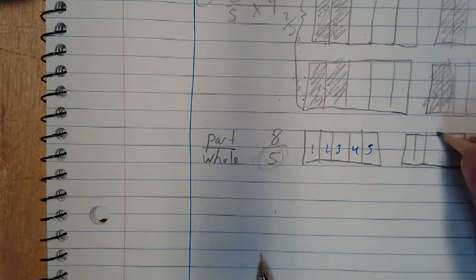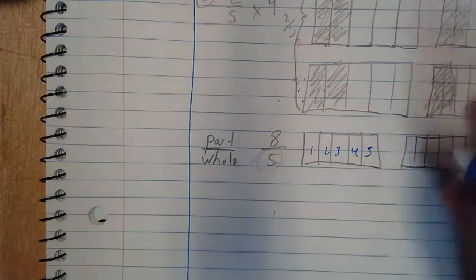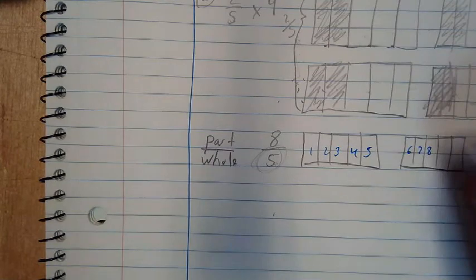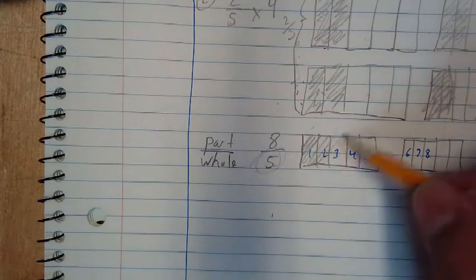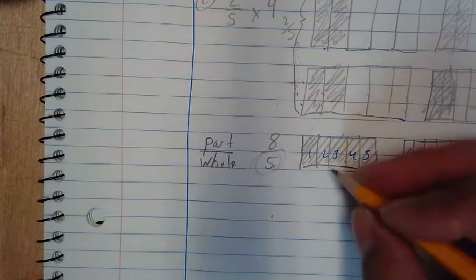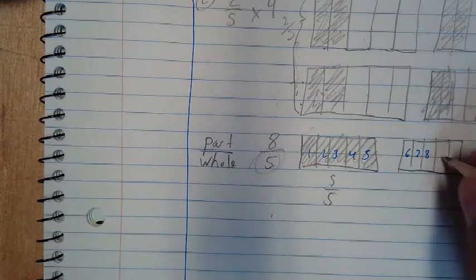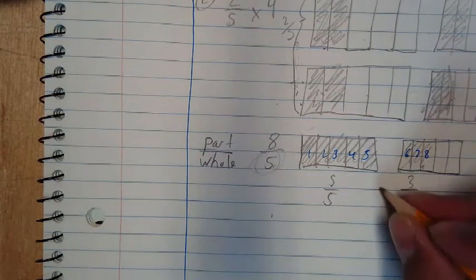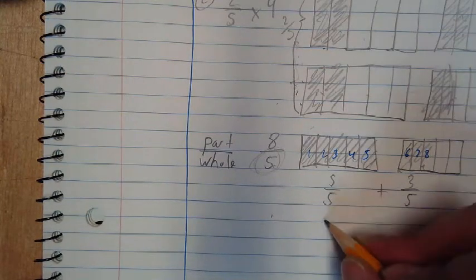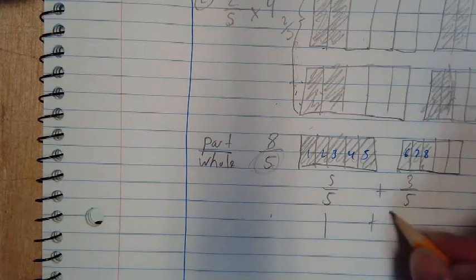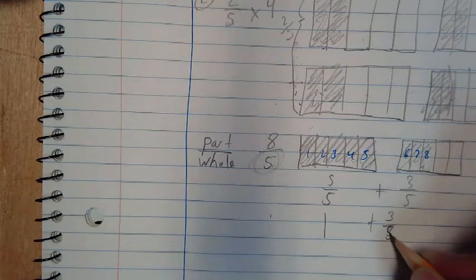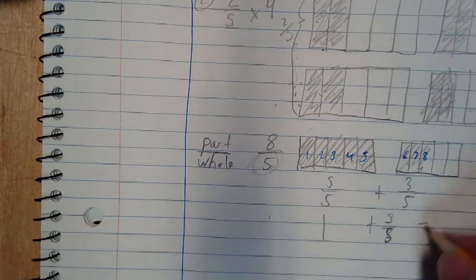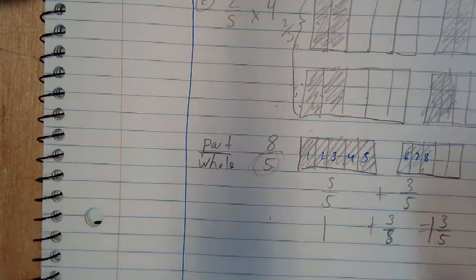1, 2, 3, 4, 6, 7, 8. I shade it in. I shade in this whole thing because I got all of it. I have 5 out of 5. I shade in 3 parts here because that's what I have. 3 fifths. This is just 1 plus 3 fifths. The answer is just 1 and 3 fifths. Okay?